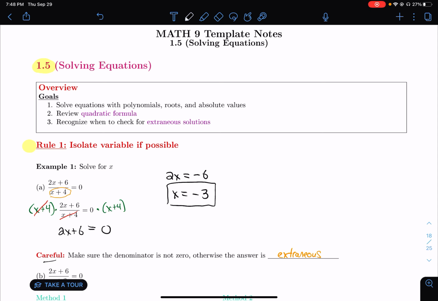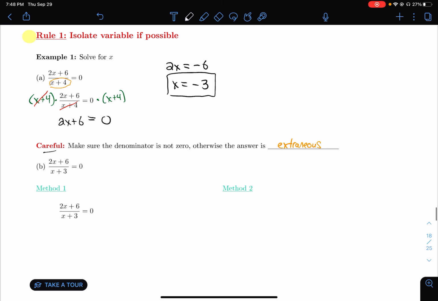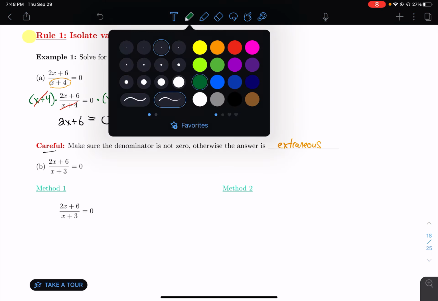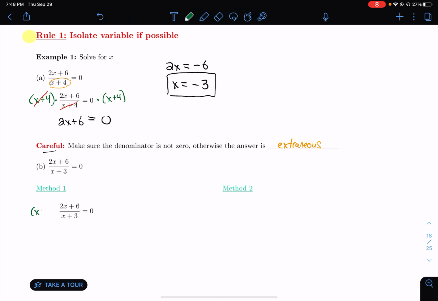All right, let's take a look at another example. Part B, I got a slightly different denominator this time, and I'm going to try this problem in two ways. So in this first method, let's do something very similar to what we just did. Let's multiply both sides by that denominator, in this case x plus 3. So whatever I do to one side of an equation, I can do to the other side. So I'm multiplying both sides by the same thing.